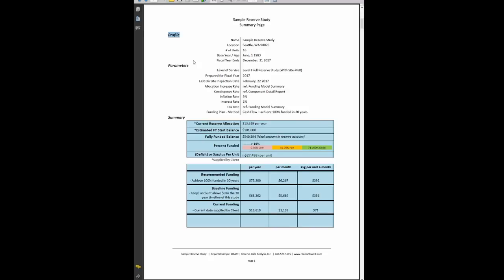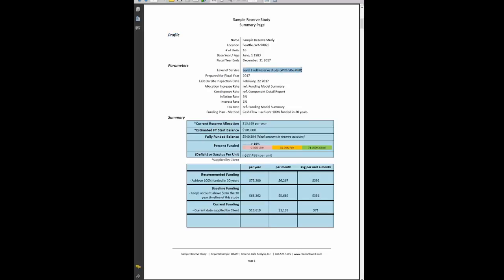Oftentimes it's December 31st, but it could be any other number of dates depending on when the corporation was first incorporated. Parameters within the studies, these are just the items that we have placed in the study to come to our conclusions or recommendations.